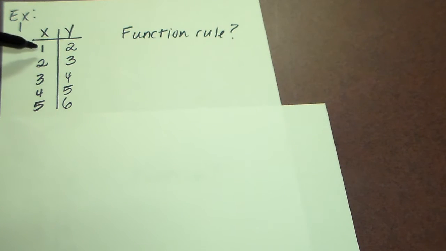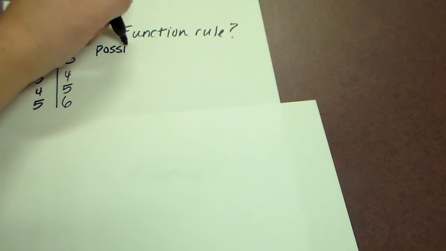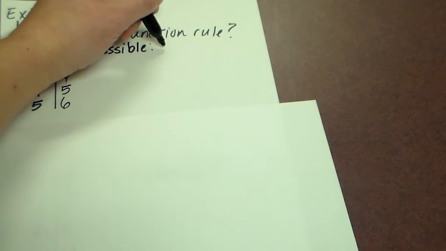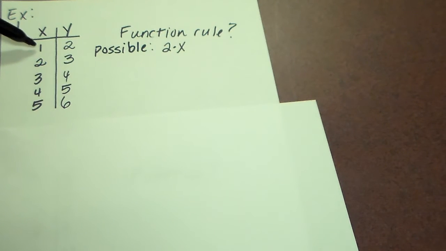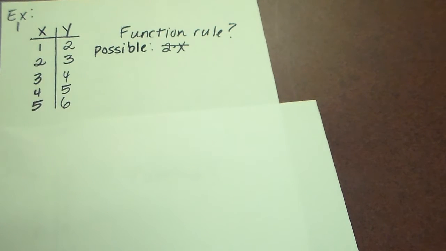So when I put in 1, I get 2 out. So in my head, I'm thinking, what are some ways that I could turn 1 into 2 inside that function machine? I could double it, so I'll put this as possible, because it might not be true for all, but possible could be if I take x and I multiply it by 2. Because if I did 2 times 1, I would get 2. 2 times 2, though, doesn't give me 3, and 2 times 3, so on, doesn't give me 4. So actually this is not possible.